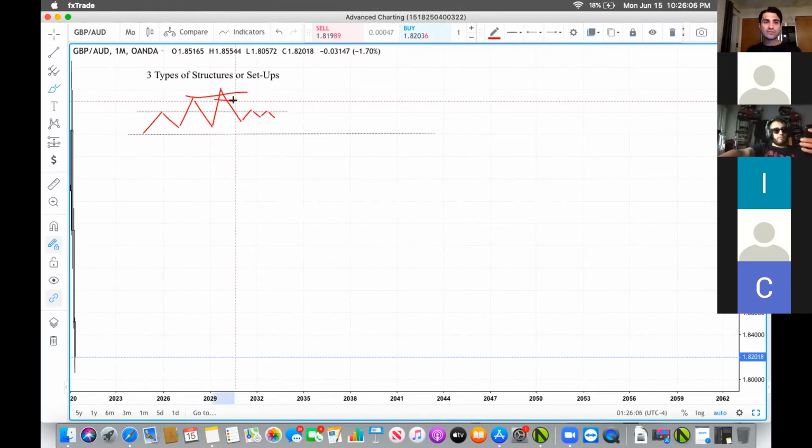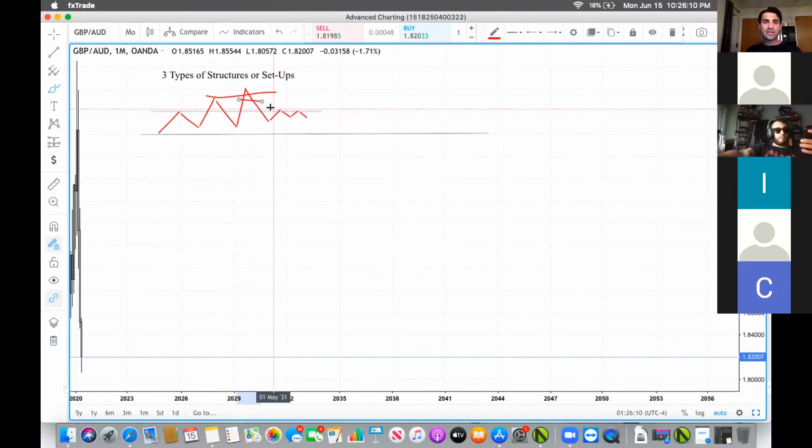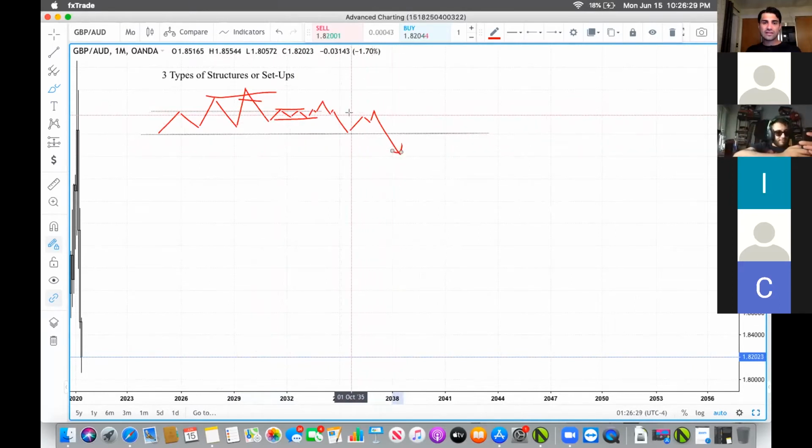the market will have that impulsive move. It will consolidate and create this little range. Come back, stop hunt, pull back, and then break the low, come back to that low, create another stop hunt, and then come back for another extension down.